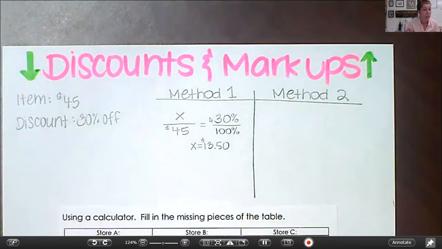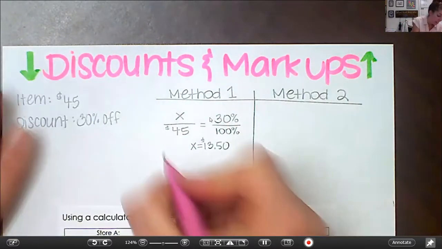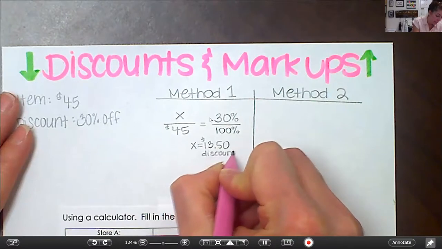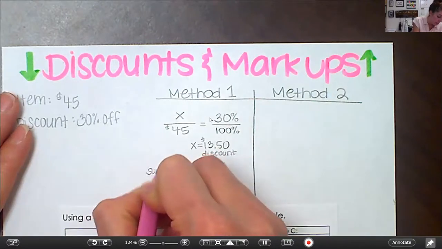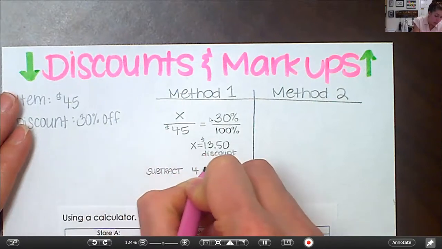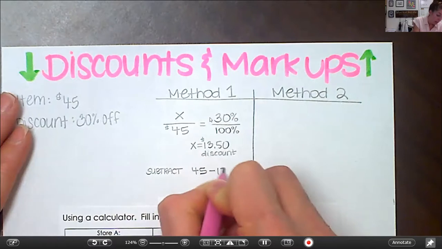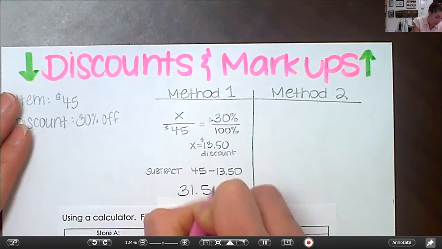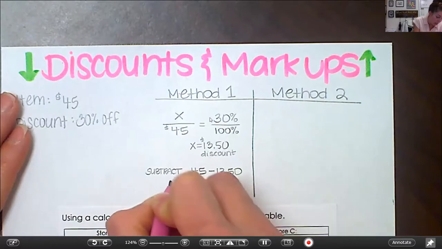Now that's not my final cost. That's what I got off. That's my discount. So the next step is going to be to subtract the original cost minus my discount. I get a final answer of $31.50. Cool.